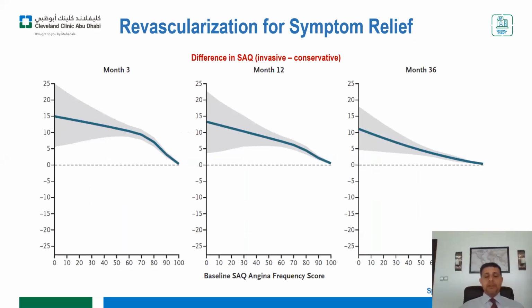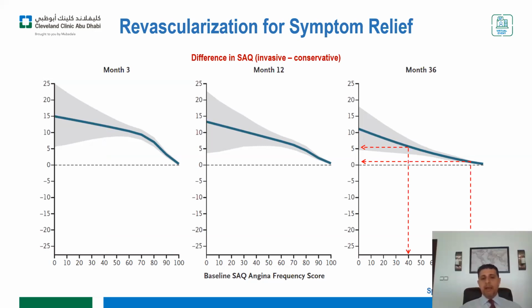This is data from the ISCHEMIA trial showing that it is actually patients with a large burden of angina at baseline who were more likely to benefit from the invasive strategy, whereas for those with minimal angina, there was no difference between the two arms. Again, showing that it is the burden of angina at baseline that drives the benefit. The difference was lost at 36 months once again.